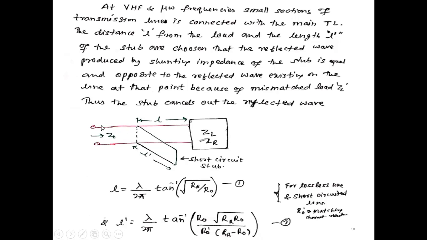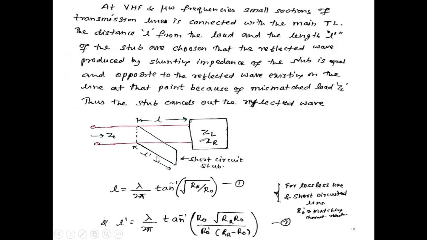Let us consider a transmission line with characteristic impedance Z0 connected with a load ZL equal to ZR, which is not equal to Z0, and a stub placed at a distance of length L here. The length of the stub is L dash. Here we have taken a short circuited stub.